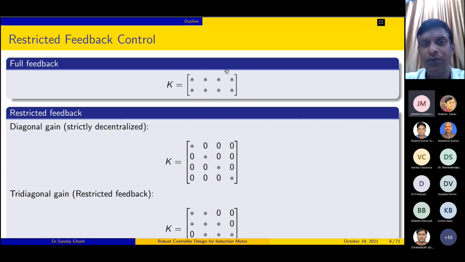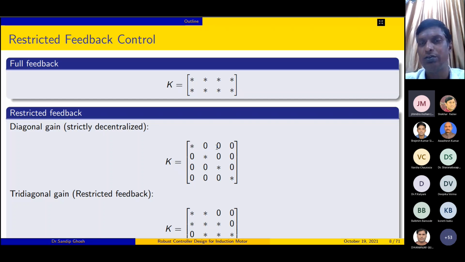4 outputs and 2 inputs to the plant. And this is a full matrix in the sense all the elements of this key matrix are not restricted. You can design them and take any arbitrary value based on your choice. But if you see the restricted feedback case, often in many applications we try to design a controller where some of the input to output connections are set at 0, that we don't connect from this output to input.